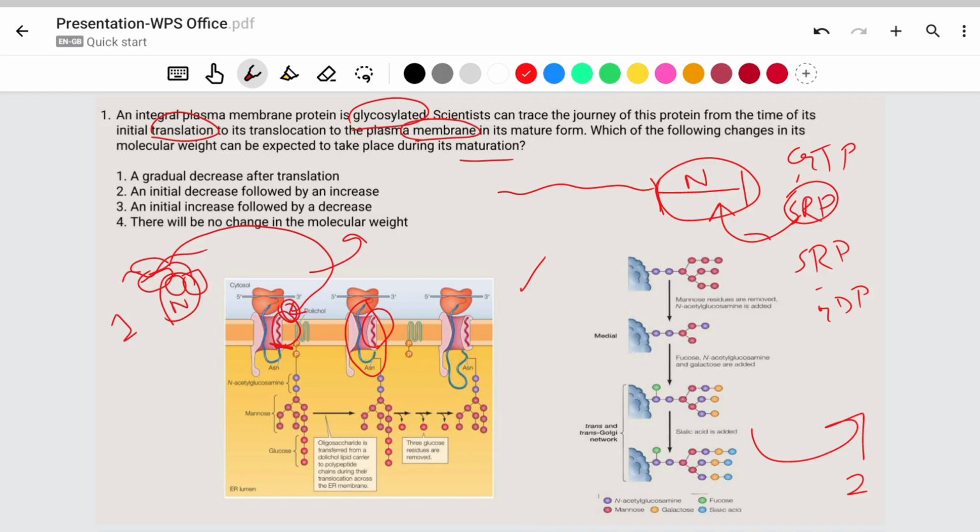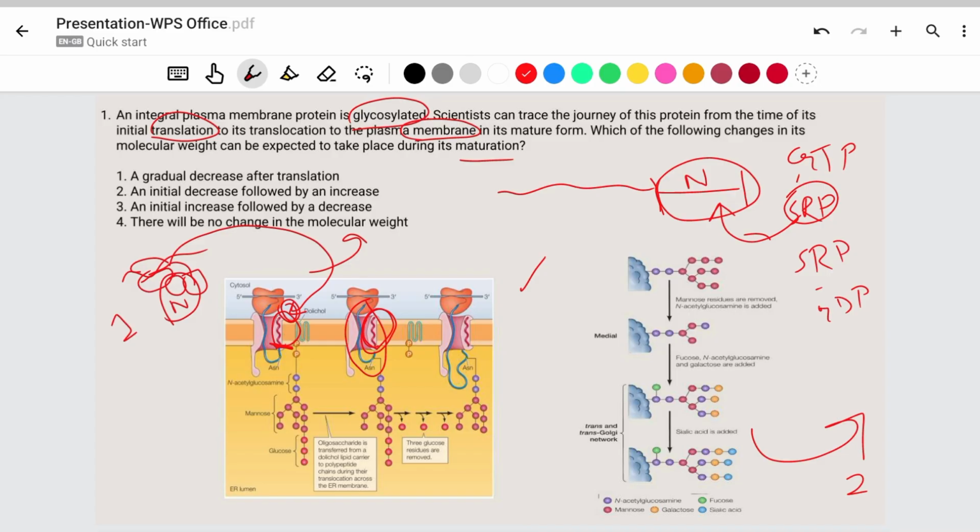So in the initial case, the premature protein will have the signal sequence, but the signal peptide is cut. This signal peptide has a sequence of 16 to 30 amino acids. So if there is a cut, that means you are losing molecular weight. You will lose a significant weight because it is 16 to 30 amino acids long.